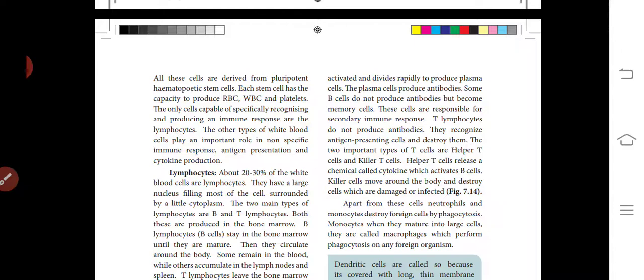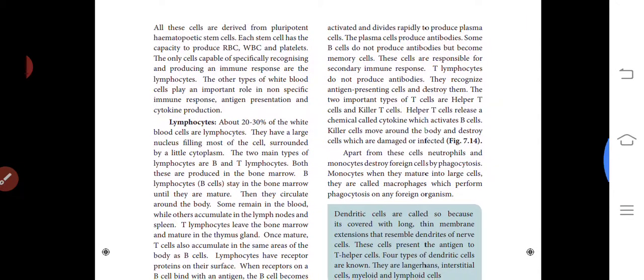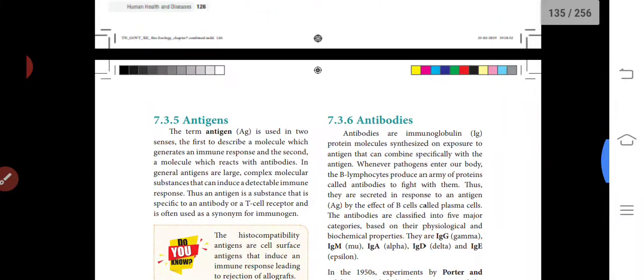T lymphocytes do not produce antibodies. They recognize the antigen presenting cells and destroy them. The two important types of T cells are helper T cells and killer T cells. Helper T cells release a chemical called cytokine, which activates the B cells. Killer cells move around the body and destroy the cells that are damaged or infected. Apart from these cells, neutrophils and monocytes destroy the foreign cells by phagocytosis. When monocytes mature into large cells, they are called macrophages, which perform phagocytosis of any foreign organisms.